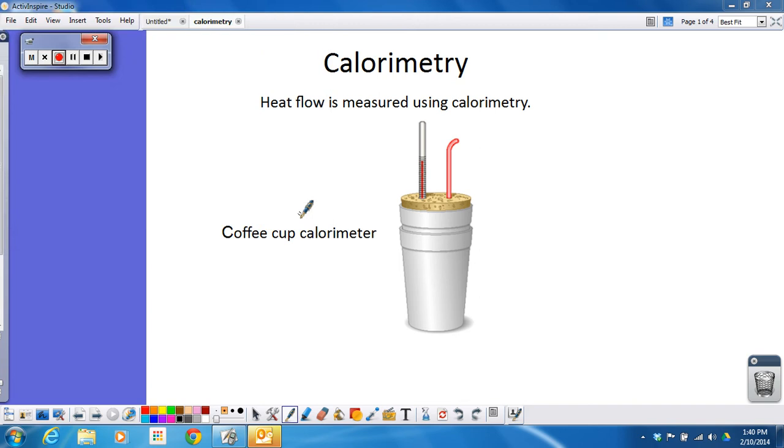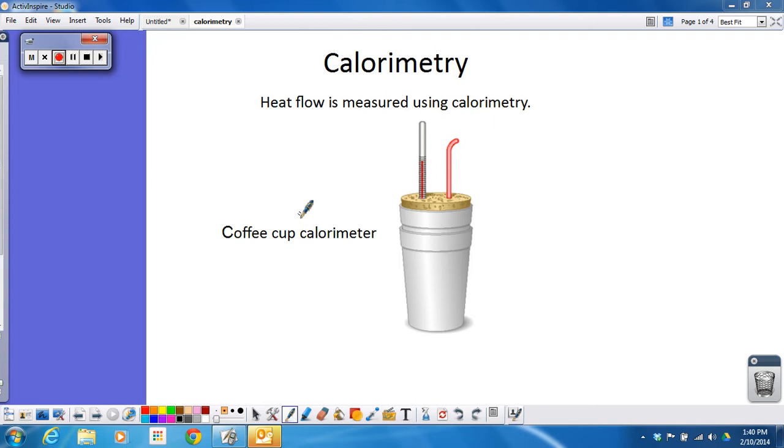So in the last video, we talked about the heat of reaction. But how do you measure the heat of reaction? You do that through something called calorimetry. The heat flow is measured using calorimetry. And actually, we use a very sophisticated piece of equipment known as a styrofoam cup to do this. And it's referred to as a coffee cup calorimeter.